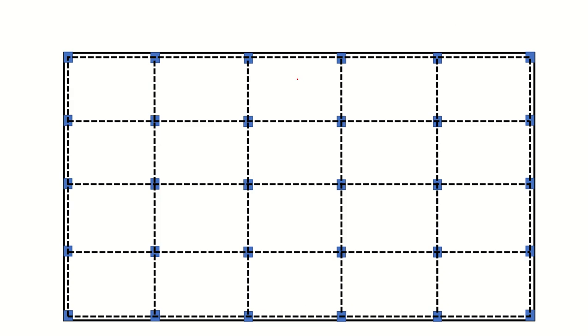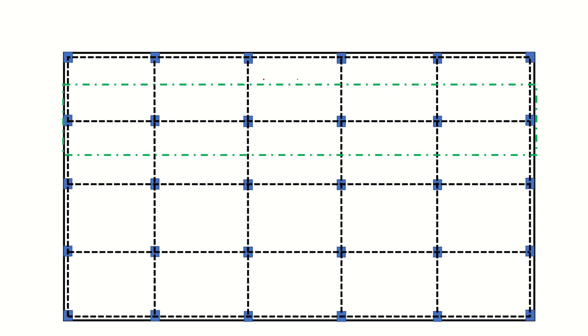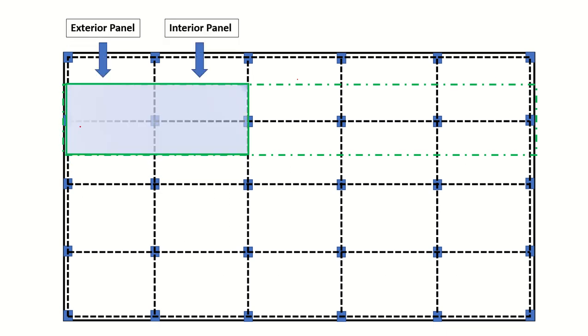Now if we consider that strip, this exterior frame, within this exterior frame there are different panels. For example, this one is an exterior panel and this one is an interior panel, and this one is also an interior panel, this one is also an interior panel, and this one is an exterior panel. So there are two exterior panels and three interior panels in this interior frame.